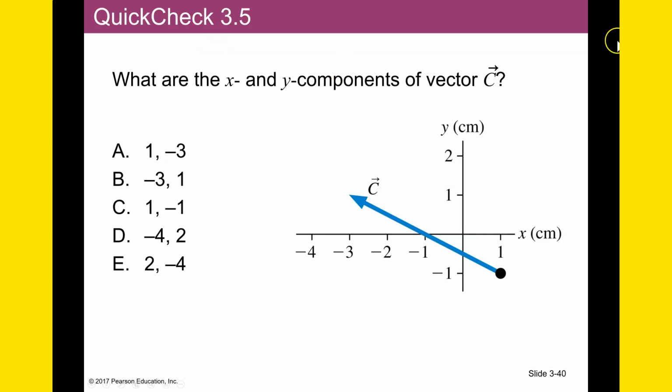All right, see if you can figure out the components of this vector. Pause it. Hopefully you did. And here we go. There is the x component. And since we're going this way, it's going to be -4 if we count that. And the y component would be this. And we're going up +2. So that's -4, 2. Choice D.